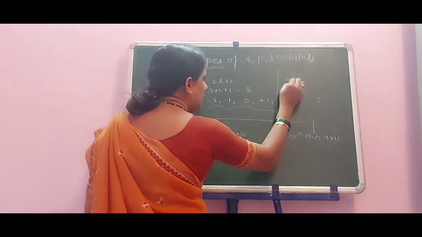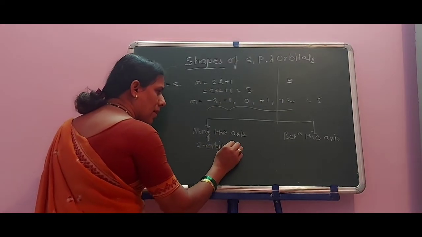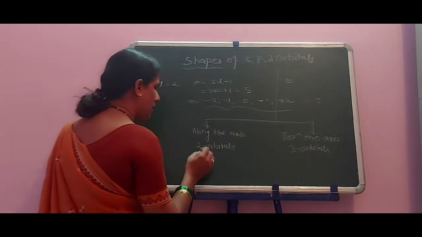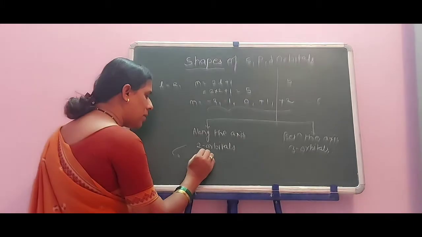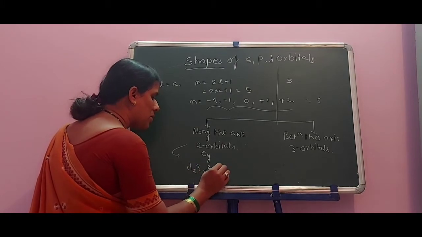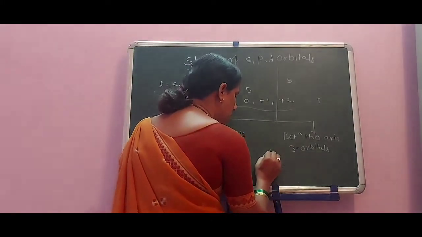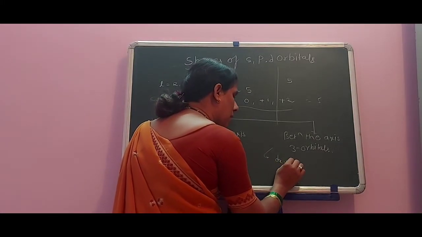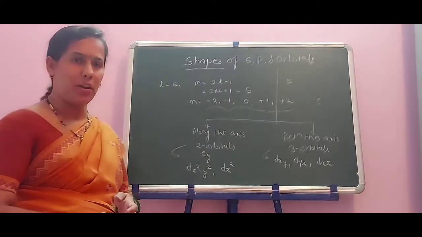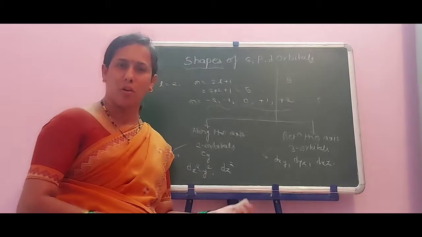Total number of orbitals is 5. Along the axis are 2 orbitals and between the axis are 3 orbitals. Which are the 2 orbitals? These orbitals are commonly known as Eg orbitals. They are dx square minus y square, and the second one is dz square. And which are the 3 d orbitals? That is dxy, dyz and dxz orbitals. Got it? Now we will see the diagrammatic representation of these orbitals one by one.